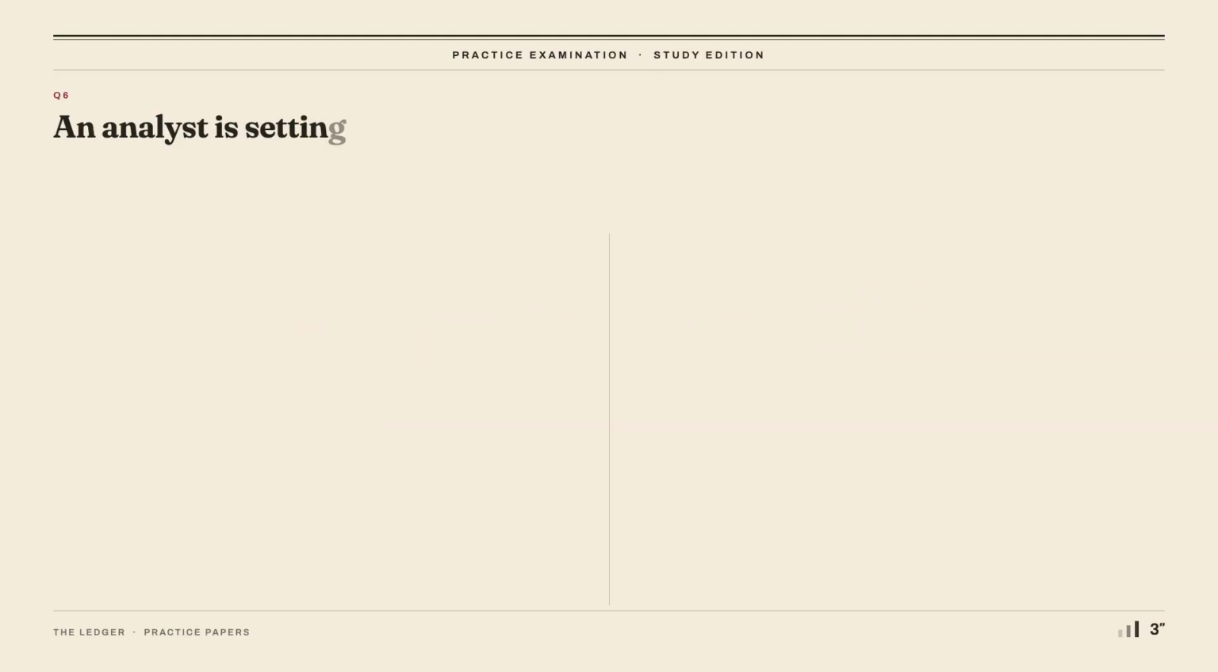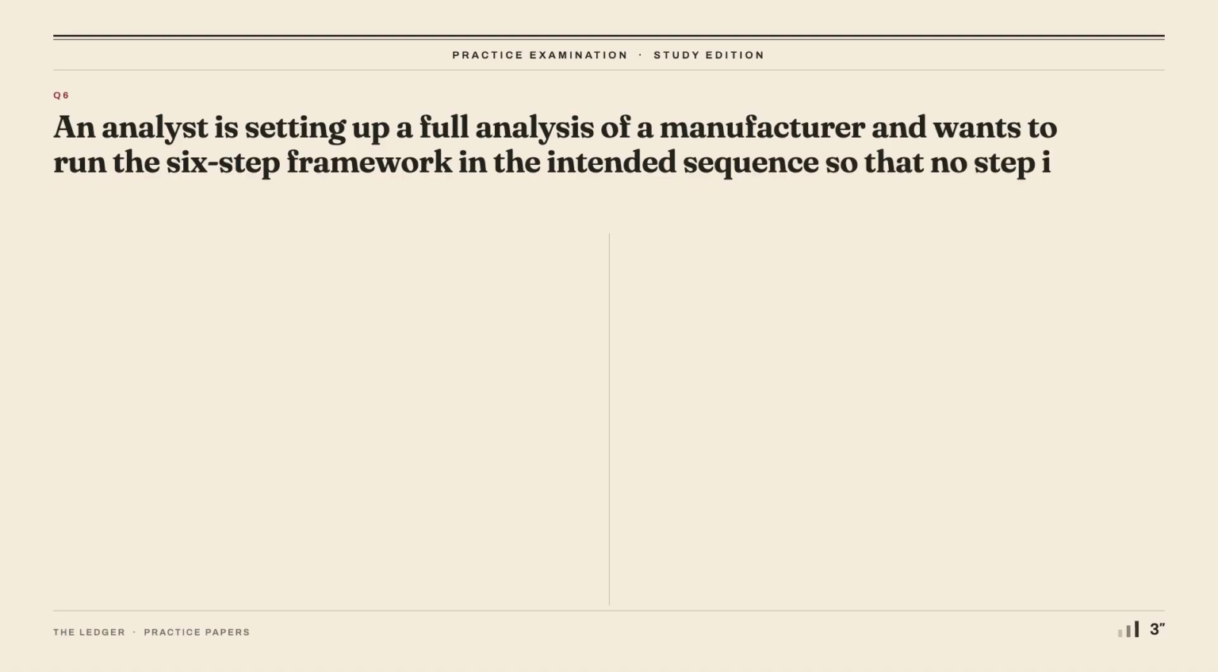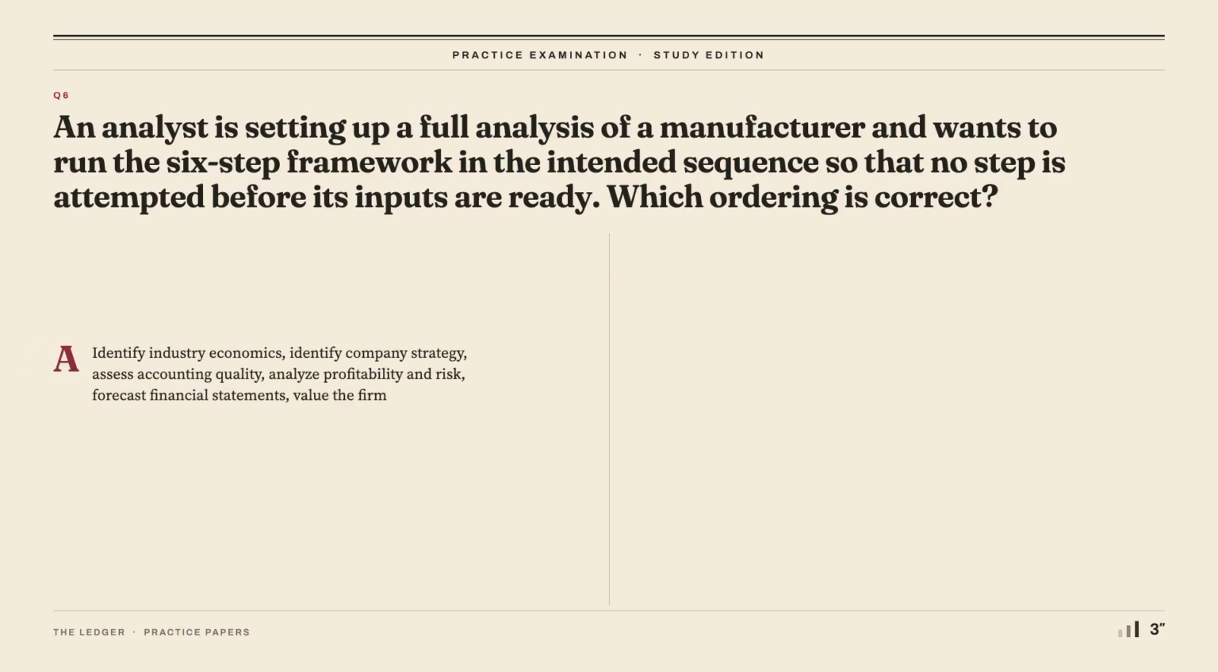Question 6. An analyst is setting up a full analysis of a manufacturer and wants to run the 6-step framework in the intended sequence so that no step is attempted before its inputs are ready. Which ordering is correct? Your options are: A. Identify industry economics, identify company strategy, assess accounting quality, analyze profitability and risk, forecast financial statements, value the firm.